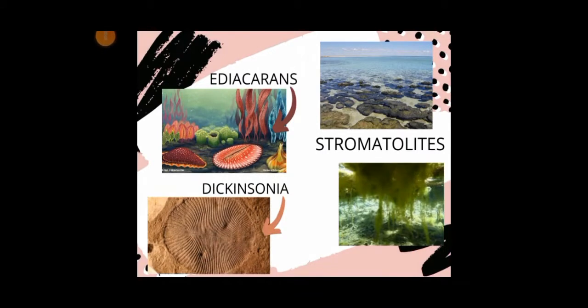As you can see, this is an example of the Ediacarans and a fossil of Dickinsonia, and also the stromatolites, or algal mats. Stromatolites are seen not only in the water but also in the rocks.